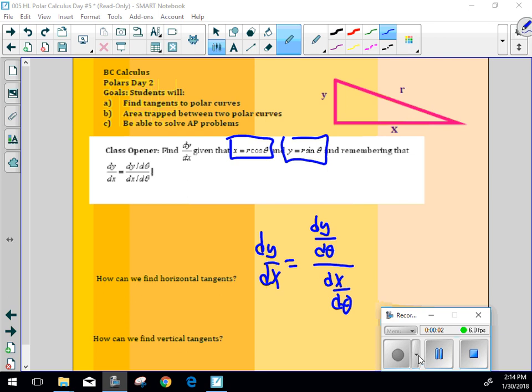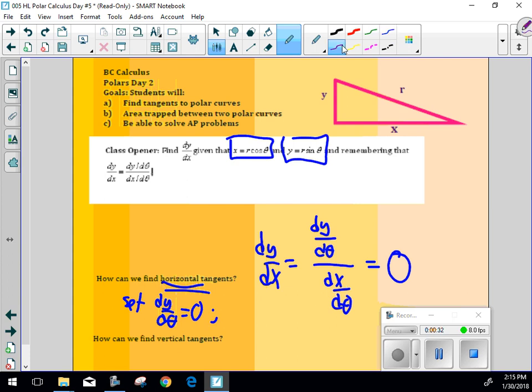So when you're looking for horizontal tangent, show me with your arms, what does horizontal tangent look like? Perfect. What's the slope of that? What's that? 0, right? So this has to be equal to 0. So which do you set equal to 0, dy d theta or dx d theta, do you think? dy d theta. So all you do is set dy d theta equal to 0.